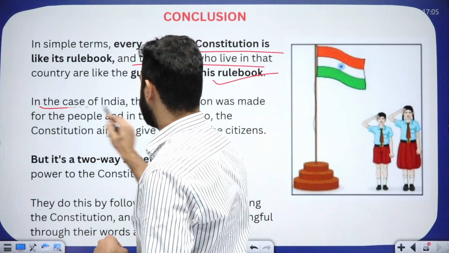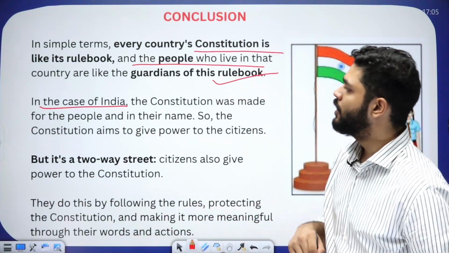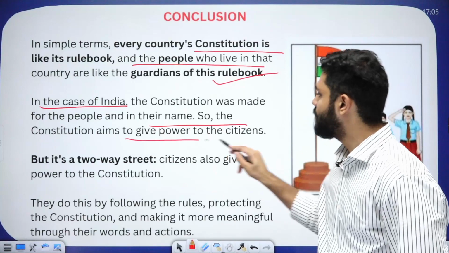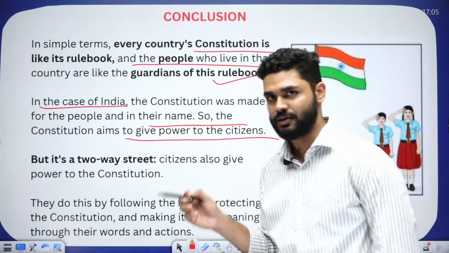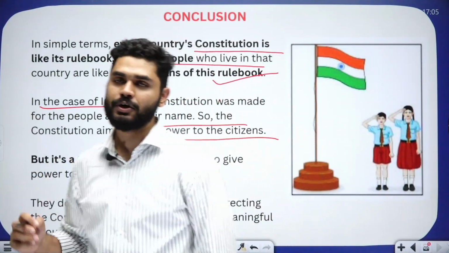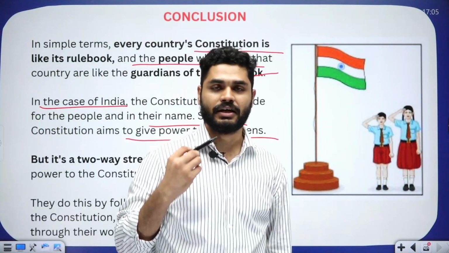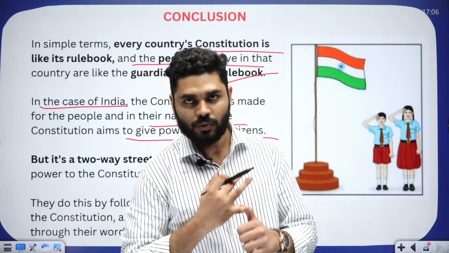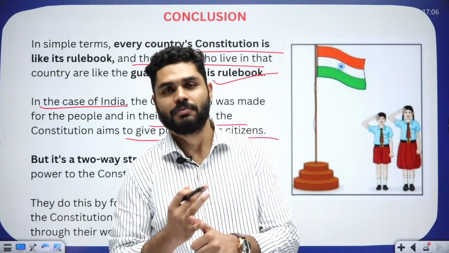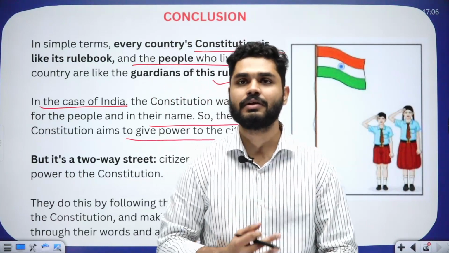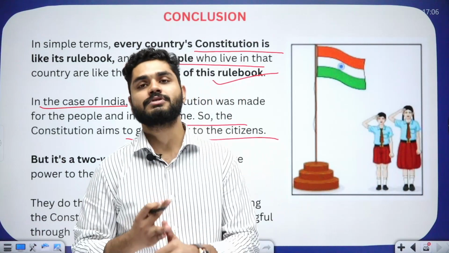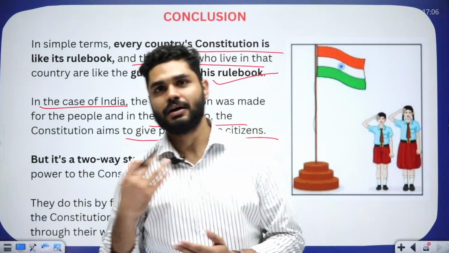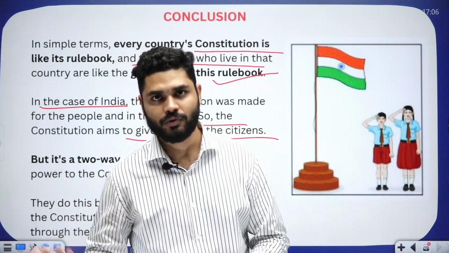In the case of India, the constitution was made for the people, in their name, so the constitution aims to give power to the citizens of the country. It gives them power to explore what they actually can do, not only for the country but for themselves also, for their family, for the people around them, and obviously for the country, and eventually Vasudhaiva Kutumbakam, the earth is one family, for the whole world also.